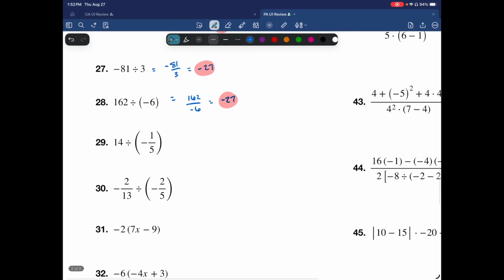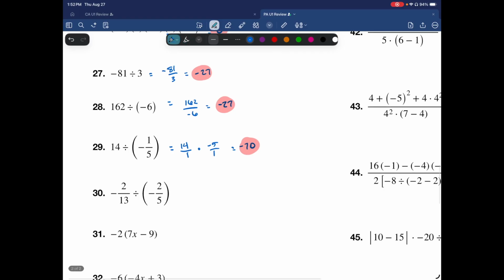All right, so we're dividing by negative 5. So this is tricky. So 14 over 1 times, again, because when you divide fractions, you multiply by the reciprocal. So this is actually times negative 5 over 1. Okay, so 14 times 5, that's going to give you negative 70.